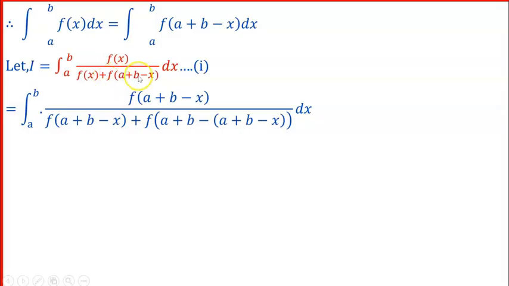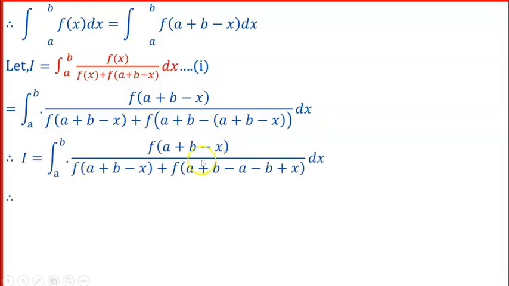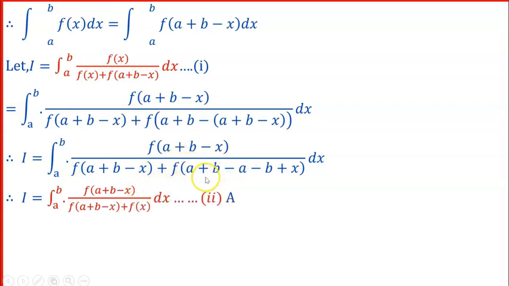Again, this f of a plus b minus x is replaced by a plus b, meaning upper limit plus lower limit minus this variable, which is a plus b minus x. After evaluating and opening this bracket, you will get the integral from a to b, the numerator as it is, and the denominator f of a plus b minus x. Minus a plus b get cancelled, then you will get f of x. This is the second one and this is the first one.